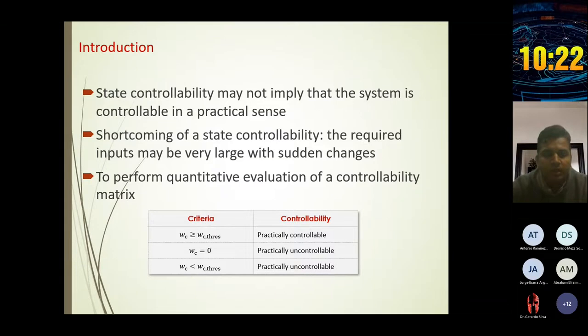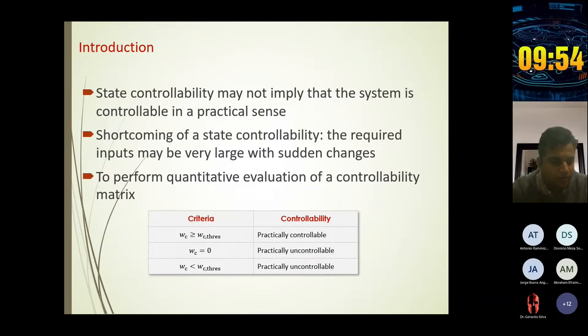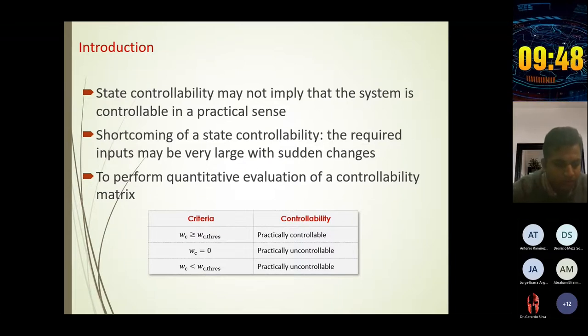Another motivation behind carrying out this research was that straight controllability may not imply that the system is controllable in a practical sense. As I told, it may be possible that the control input required to control the plant may not be practically realizable. So it basically predicts a very true controllability value, and classical control theory cannot precisely predict the controllability.